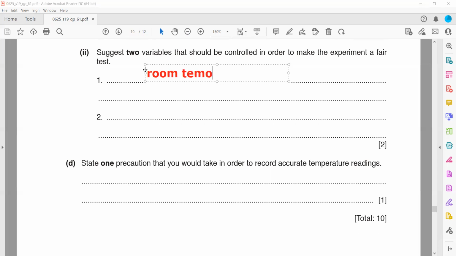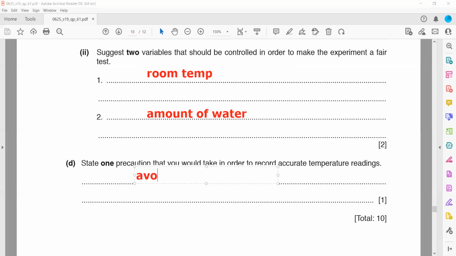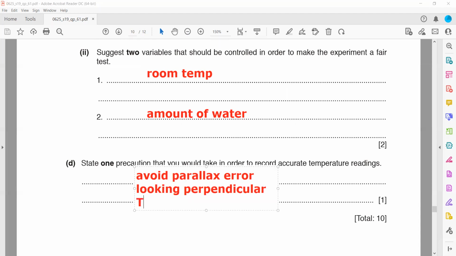One precaution for accurate measurement: we should look perpendicular. We should avoid parallax error by looking perpendicular, or the thermometer bulb should not touch the base. So these are the precautionary measures we should take for this rate of cooling experiment.